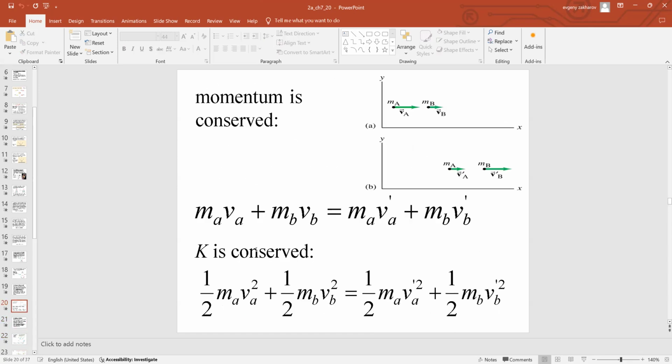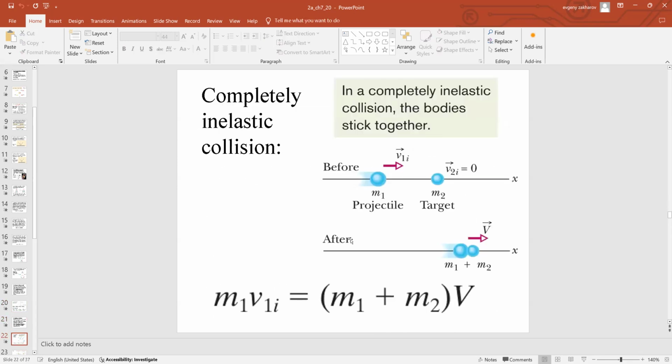So completely elastic, completely inelastic, momentum is still conserved.